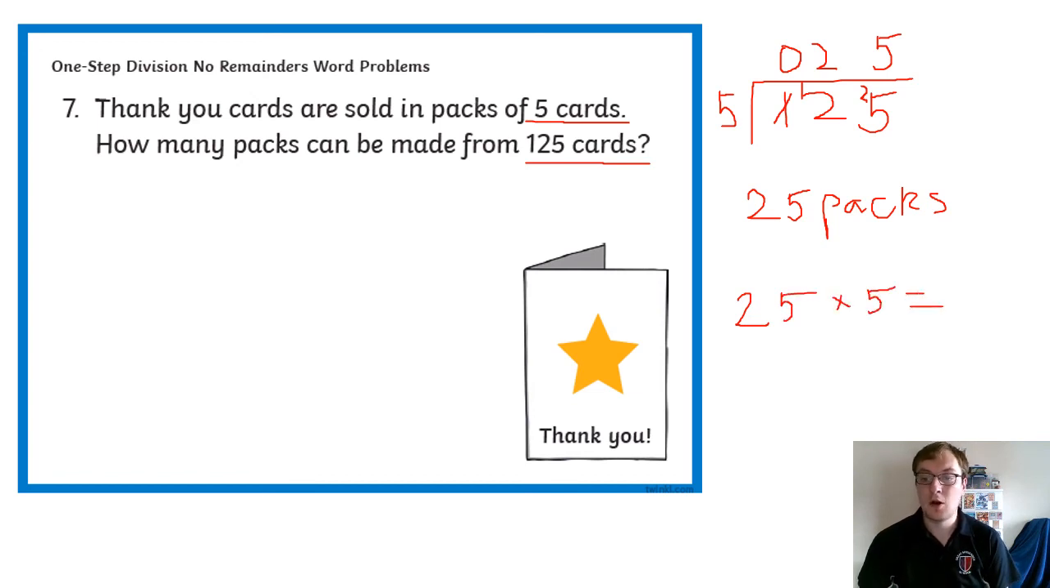And you could do the inverse of that and do 25 times 5, and you can get that with grid multiplication or short multiplication methods, and that will still get you to 125. Lots of ways to check to make sure you've got that one correct.